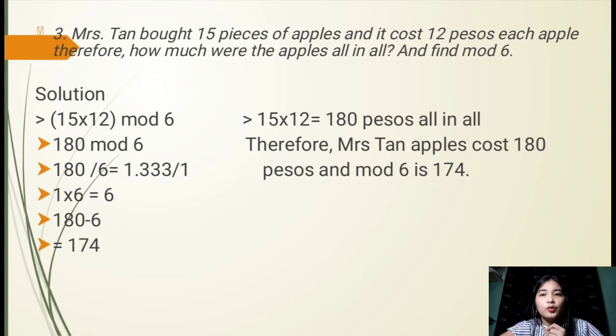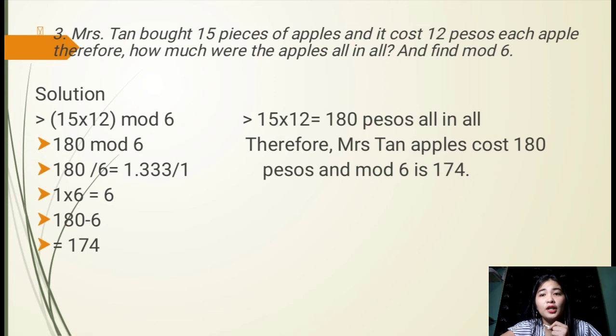The given numbers were 15 and 12, and we will find the mod 6. 15 times 12 mod 6. So 15 times 12 is equal to 180, and just copy the mod 6. So 180 divided by 6 is equal to 1.333, but we only get 1 because it is a whole number. Let's eradicate the decimal numbers. So we use 1 since it is a whole number and multiply it by 6, and the result is 6. And just simply subtract 180 minus 6, and our mod 6 is equal to 174.